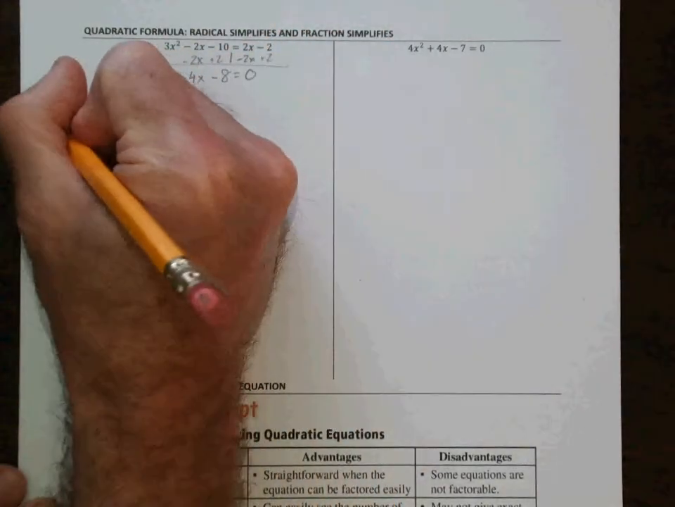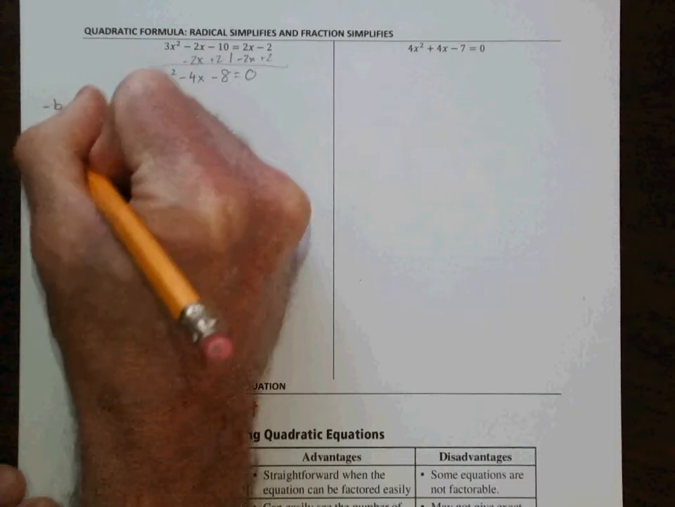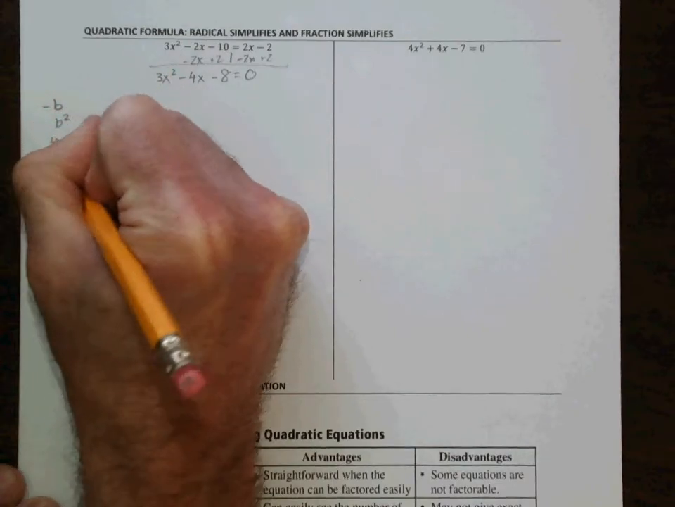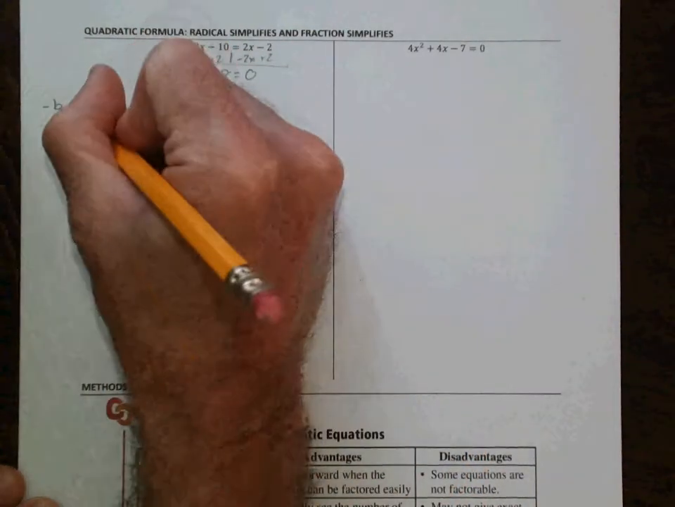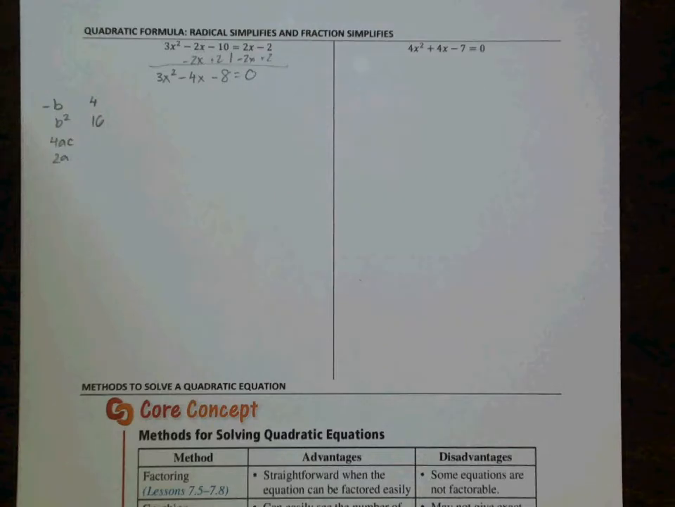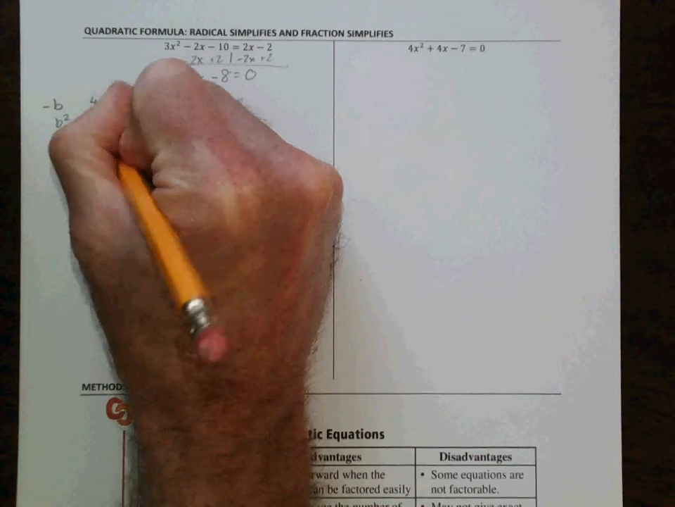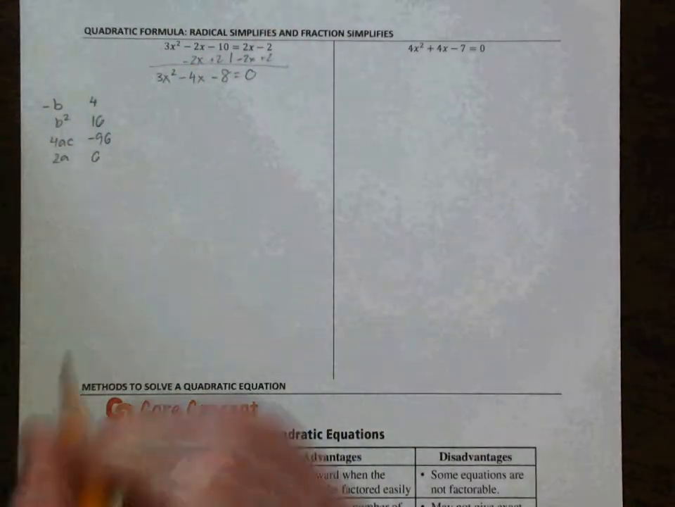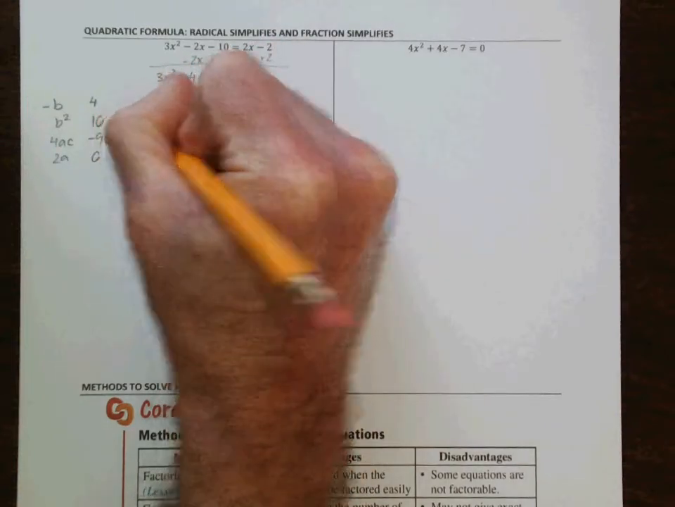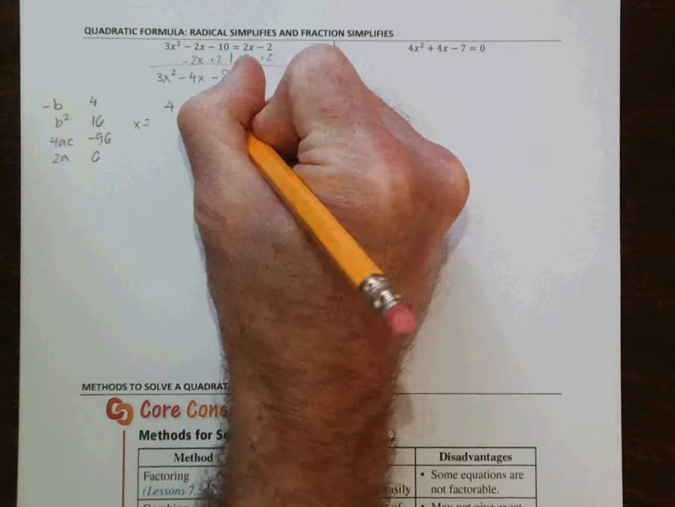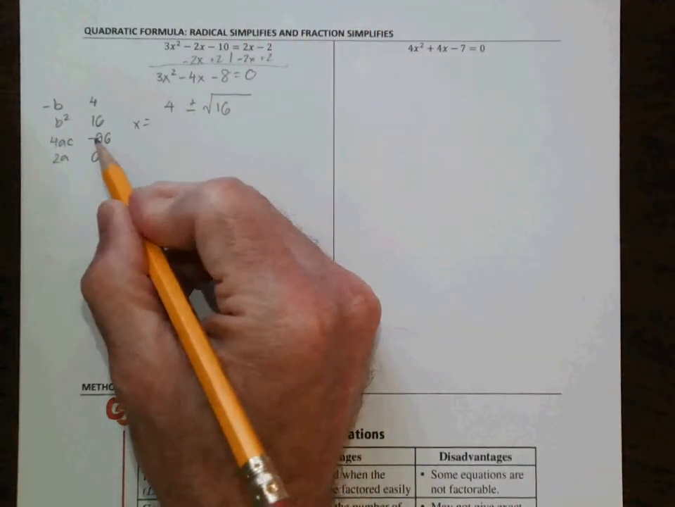And doing my little stuff over here, opposite of b, plus or minus the square root of b squared minus 4ac, all over 2a. The opposite of negative 4 is a positive 4, b squared is 16, 4 times a times c, so 4 times 3 times negative 8 is negative 96. 2a is 6. So I will get x equals 4 plus or minus the square root of 16 minus a negative 96.